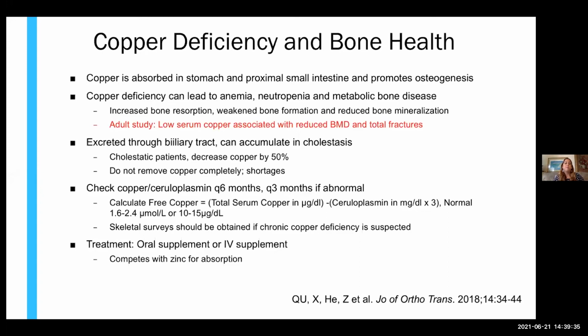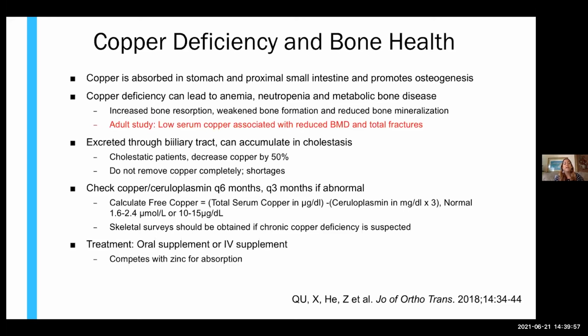So why do these patients become deficient in copper? Most of the time it's because we're purposely limiting it. Again, in patients that have cholestasis, copper can be hepatotoxic, so we usually tend to decrease the copper by 50%. We want to be careful not to remove copper completely from the parenteral nutrition and to pay attention to copper levels when there are shortages.